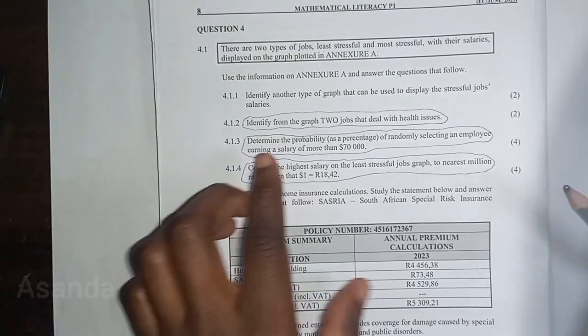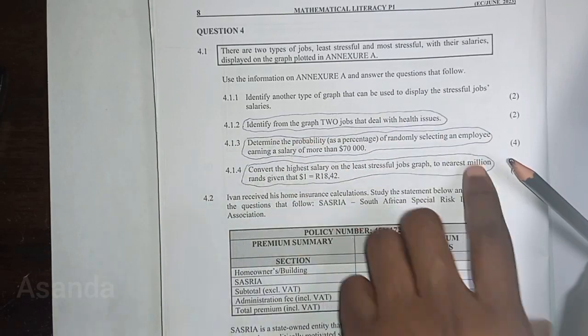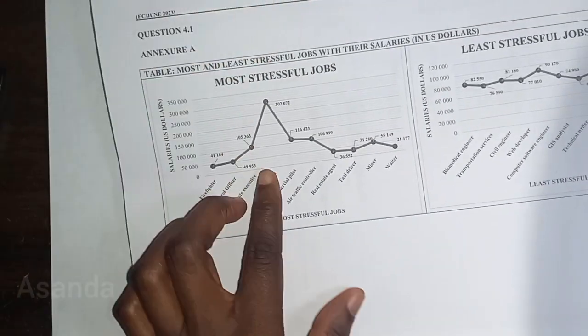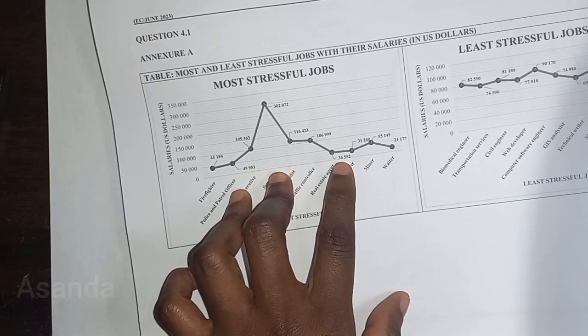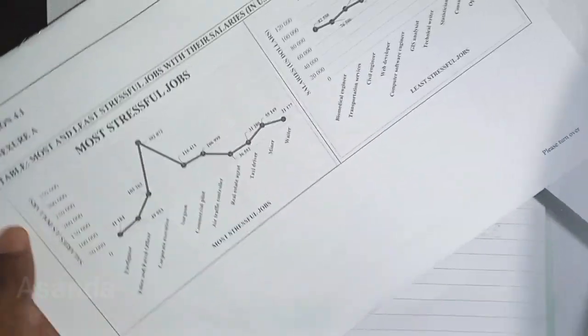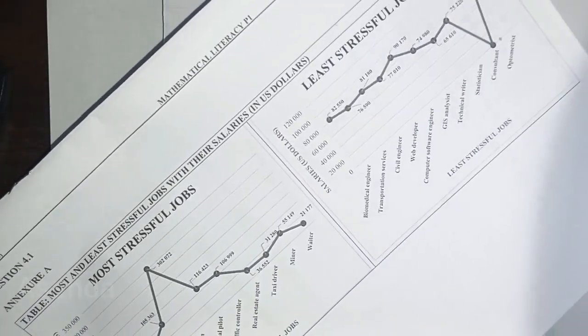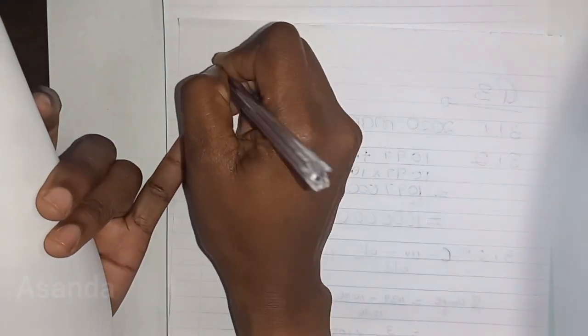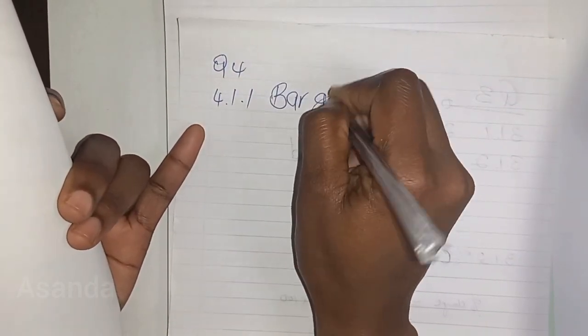Now let's go back to the questions. Identify another type of graph that can be used to display the stressful job salaries. Well, this could have been done as a bar graph. I certainly would have done this as a bar graph. I would have used a bar graph to do this. Okay, so question 4.1.1, I would have used a bar graph.